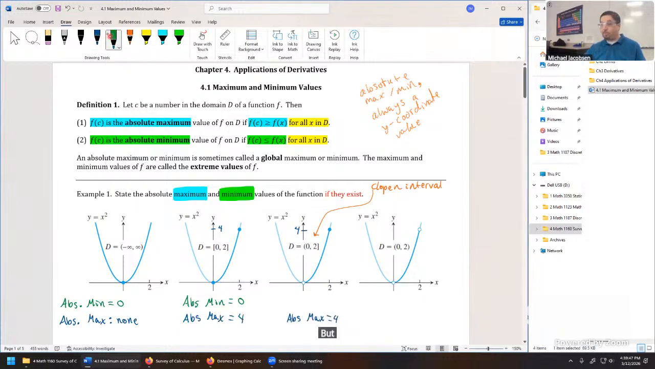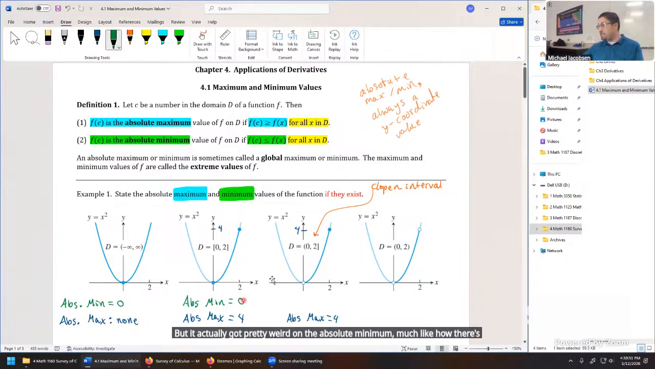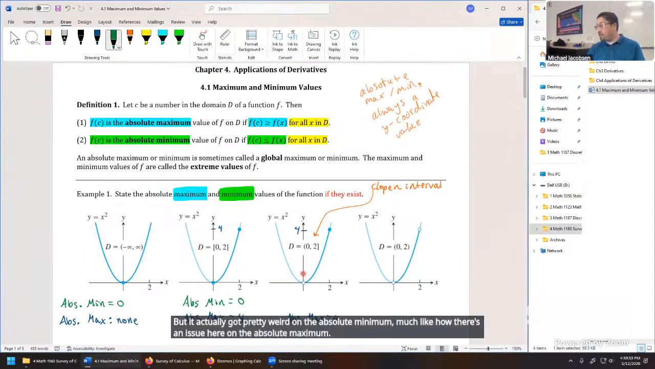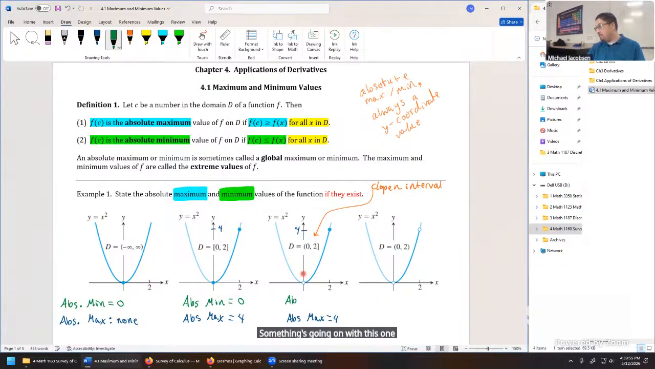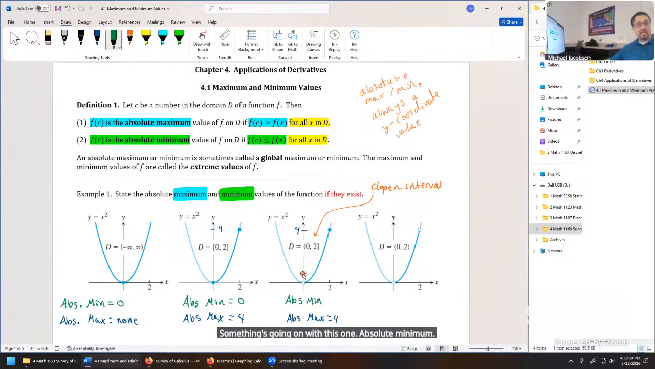But it actually got pretty weird on the absolute minimum. Much like how there's an issue here on the absolute maximum, something's going on with this one. Absolute minimum. What would you all say for the absolute minimum on this one?